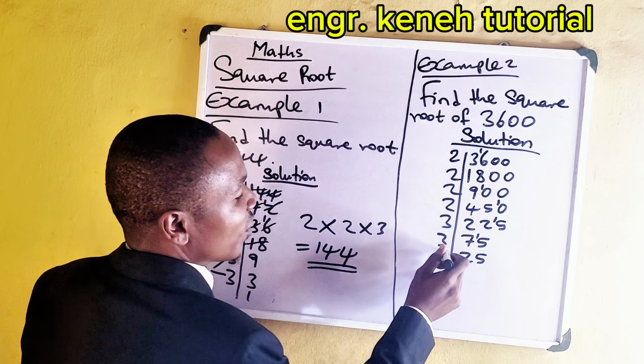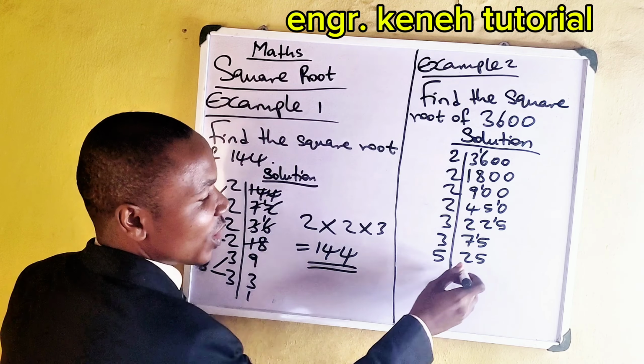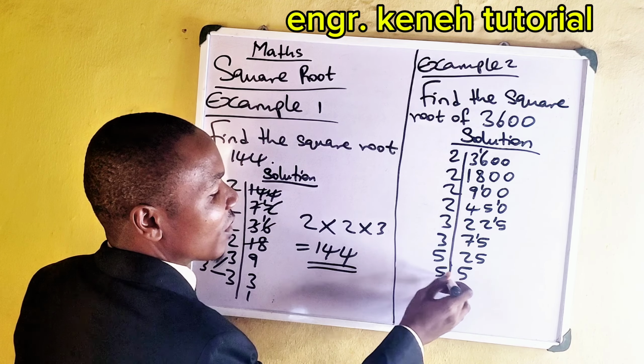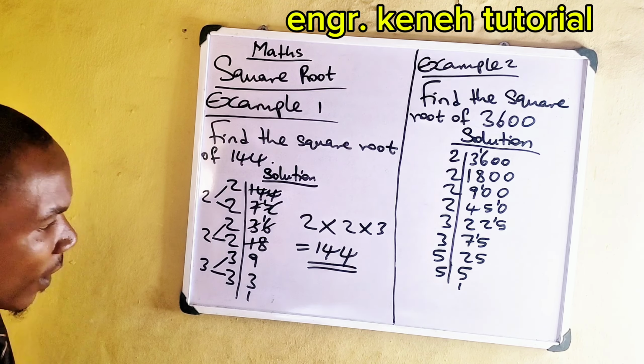3 cannot divide again. Use 5. When 5 divides 25, it will give us 5. When 5 divides 5, it will give us 1. Can you see that? All right.